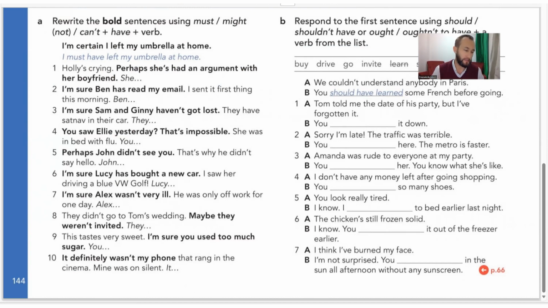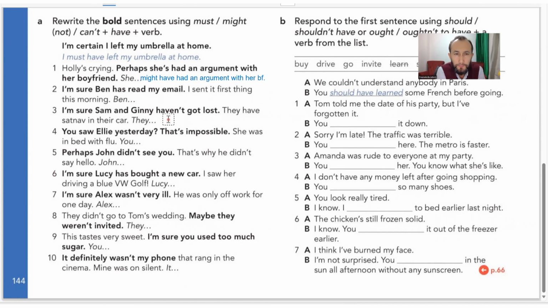Okay, guys, let's do it together. Özgünür, would you like to try the first one, please? She might have had an argument with her boyfriend. That's correct. So she might have had an argument with her boyfriend. Yep. I'm happy with it.